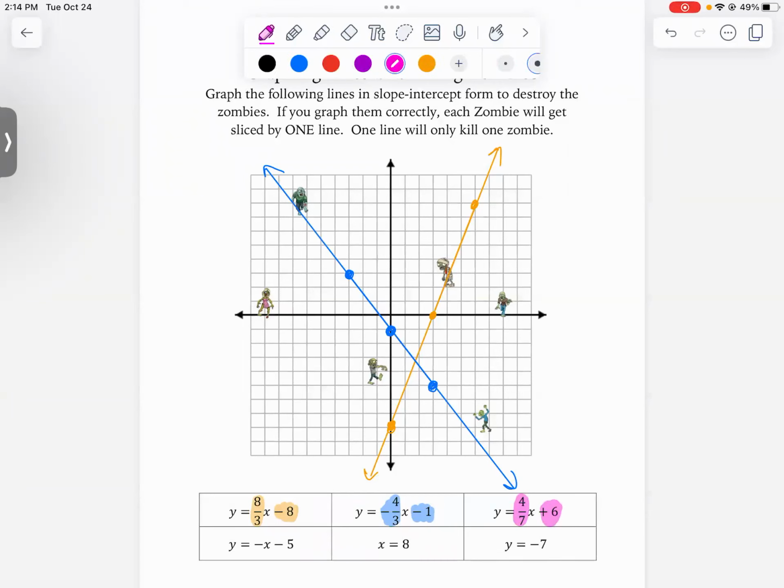Okay. All right. Line number 3. It looks like we have a +6 for our y-intercept. Our run is up 4/7. I've run out of room. So if I want another point, I would have to go down 4 and over 7 to the left. And then I get this line.